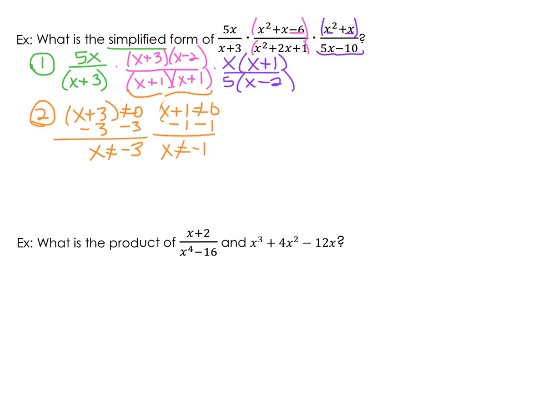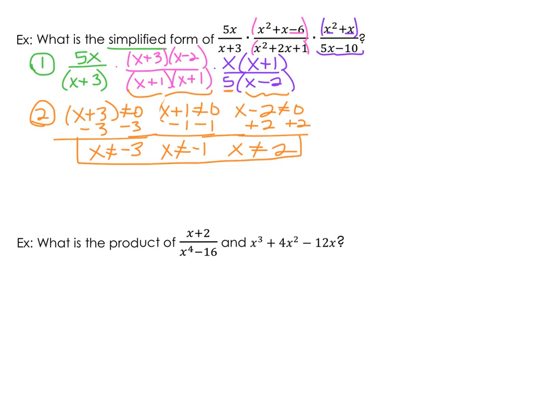And for that last part, remember the number itself isn't going to affect our domain, but the parenthesis will. So this means x minus 2 can't equal 0. And if we add 2 to each side, x can't equal positive 2. All three of these are our domain restrictions for this product.